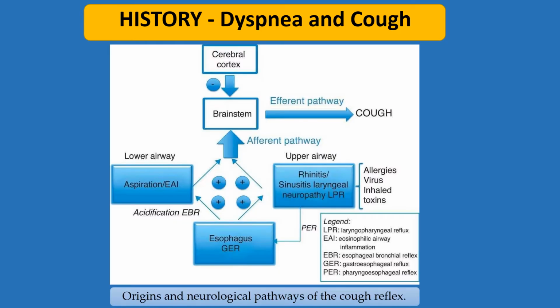Here we have a diagram of cough. The causes of cough: there are origins and neurological pathways of the cough reflex. The causes of cough are laryngeal reflex, eosinophilic airway inflammation, esophageal bronchial reflex, gastroesophageal reflex, pharyngoesophageal reflex.